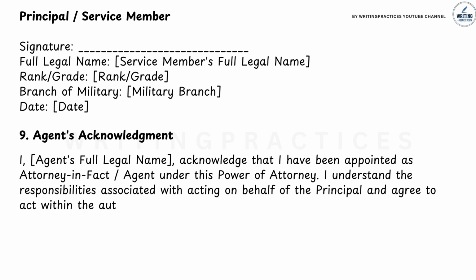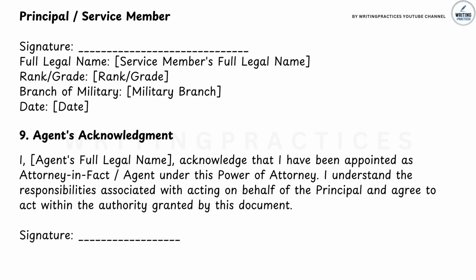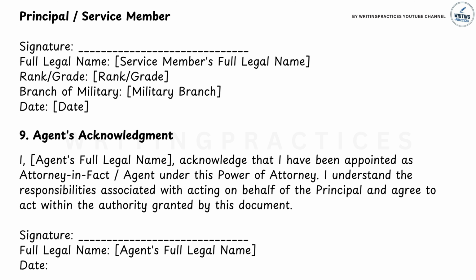Section 10. Witnesses. Witness 1. Signature, full legal name, Robert Allen Davis. Address, 4207 Oakwood Lane, Arlington, Virginia, 22203. Date, September 1st, 2026. Witness 2. Signature, full legal name, Jennifer Marie Wilson. Address, 913 Cedar Avenue, Falls Church, Virginia, 22046. Date, September 1st, 2026.